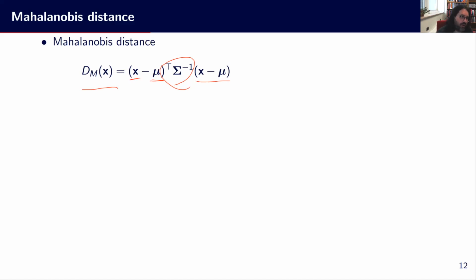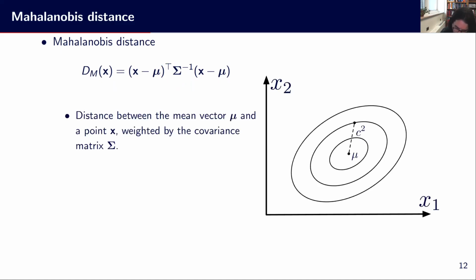Like if we are climbing a hill, the cost of climbing that hill is somehow similar to a Mahalanobis distance. Stated otherwise, it is basically the distance between the mean vector mu here and the point x here, weighted by the covariance matrix. So the covariance matrix is somehow weighting this differently.